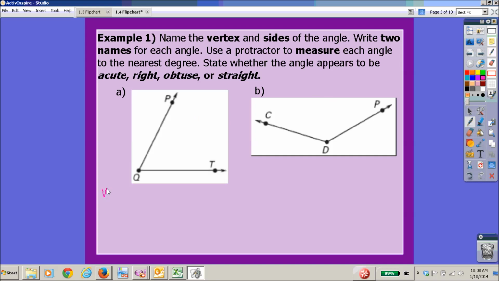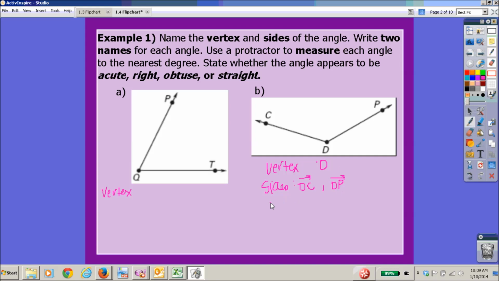The vertex is actually going to be point D, the center of the middle of the rays, the intersection of the two rays. The sides are going to be ray DC, which extends infinitely in the C direction, and ray DP. Those are your sides.